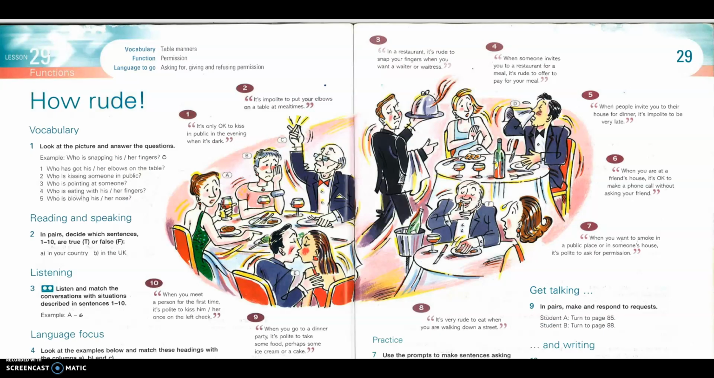I think we should start off by introducing the topic of the lesson, which is basically being rude and being polite. So you can choose how you're going to do that. The teacher's book has an idea. I think it's good to make it visual.